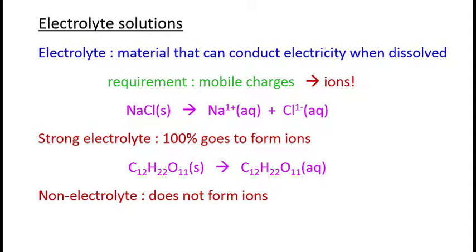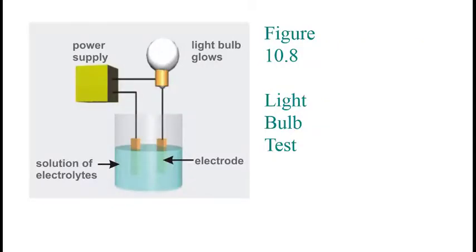But how can we actually know if ions are formed? We can use what is called the light bulb test, shown here from a figure in our textbook. A circuit is plugged into the wall, which is our power supply, but it's not a complete circuit. Two electrodes come from the power supply and are placed into a solution. If there are mobile charges that can go between the electrodes, then current can flow and the light bulb will light up. If not, the bulb will stay dark.